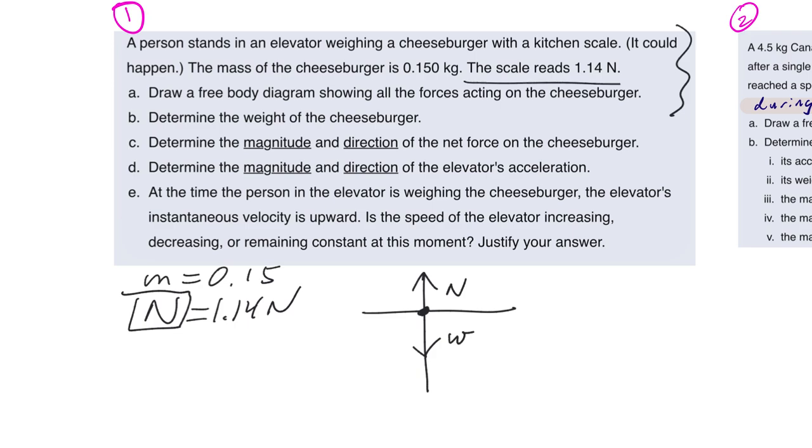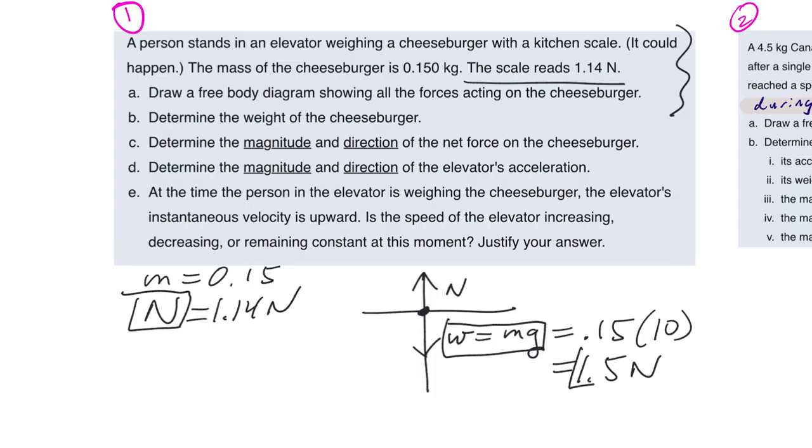Because look, scale reads 1.14. Well, let's find what the weight is. Weight, by the equation I gave you, which is a variation of the second law of motion, weight equals mass times acceleration due to gravity. So that's 0.15 times 10. That equals 1.5 newtons. Now, we can see that the normal force is smaller than the weight. The normal force is 1.14.